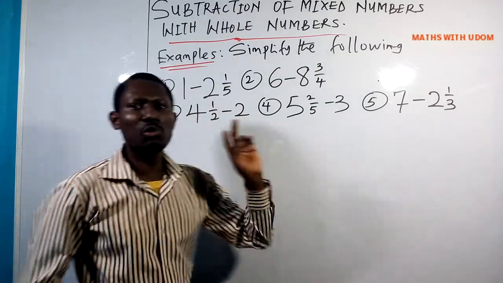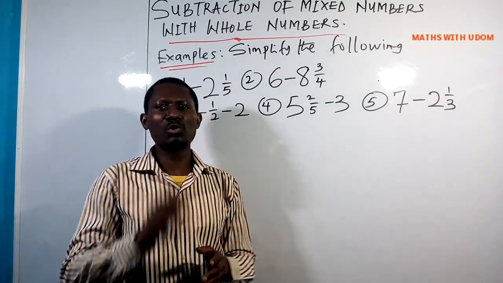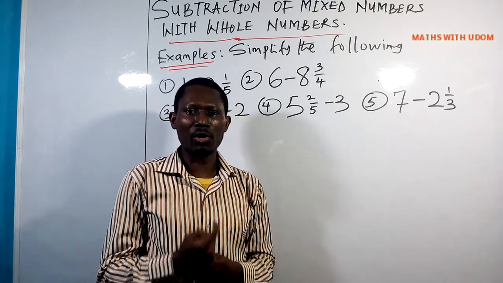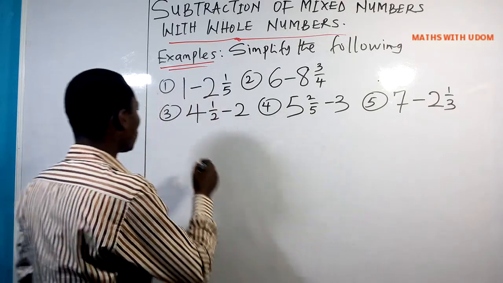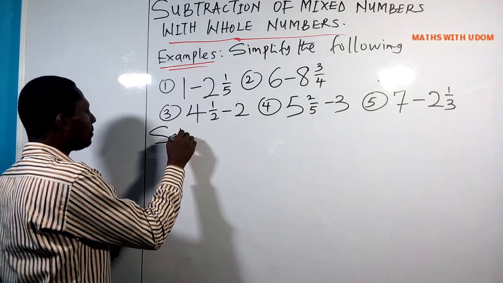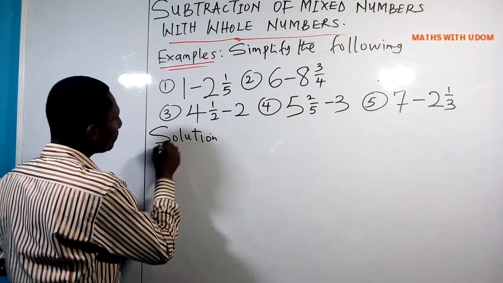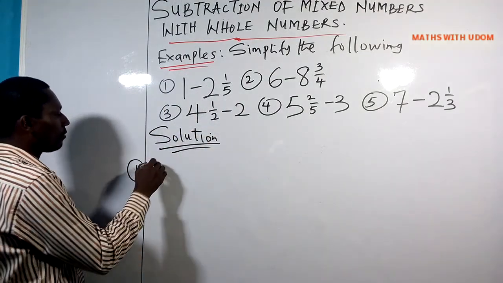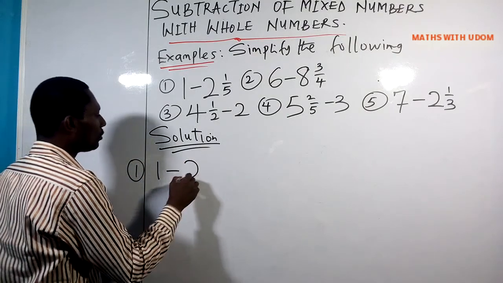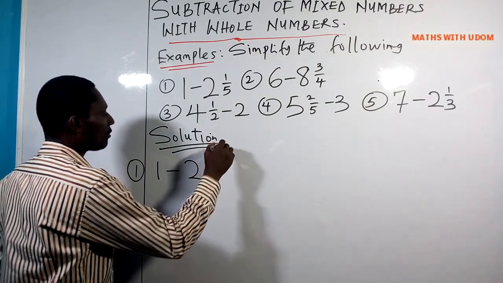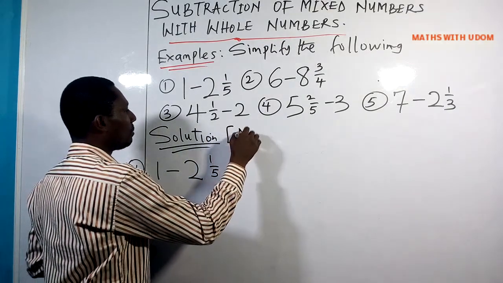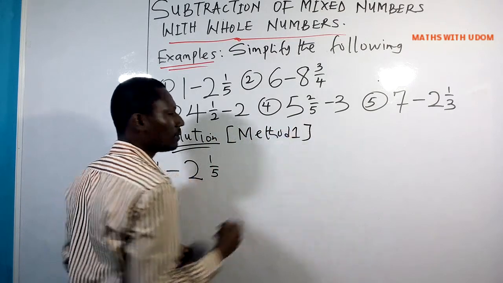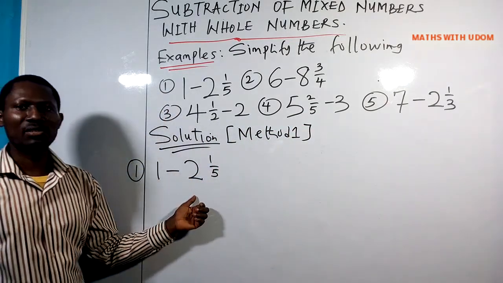So let's start. I'm going to give you two methods. We are going to solve each using 2 methods, so that you can pick any method of your choice during the course of your work. Okay, so let's start with the solution. So what do we have for number 1? We have 1 minus 2 whole number, 1/5. Let's start with method 1.